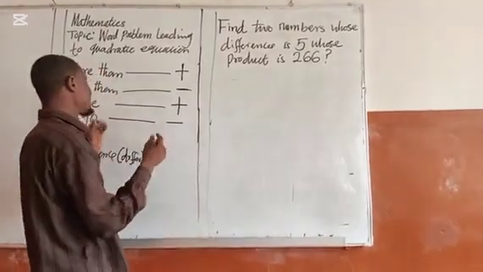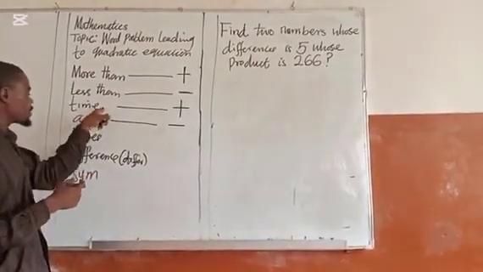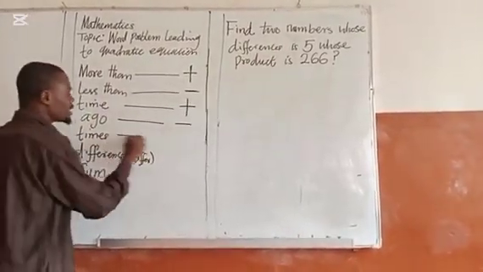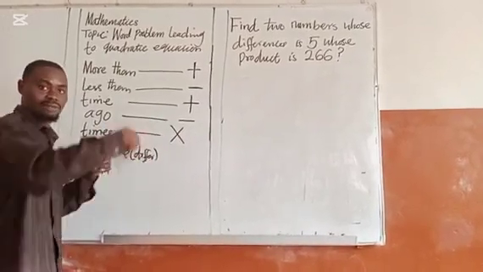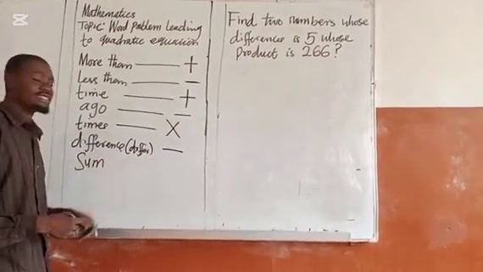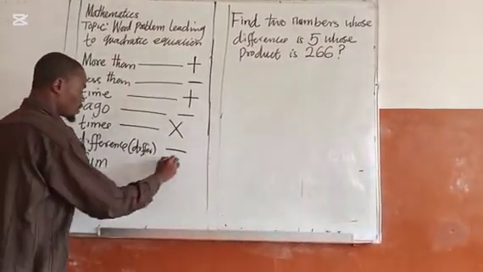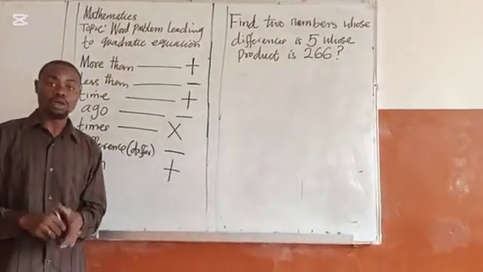We are going to use these terms in our word problems. And this is times, the one with the multiplication sign. Times does not mean addition, it means multiplication. Difference means subtraction, or we can call it differ. Sum means addition. These are the things you need to know in our word problems.